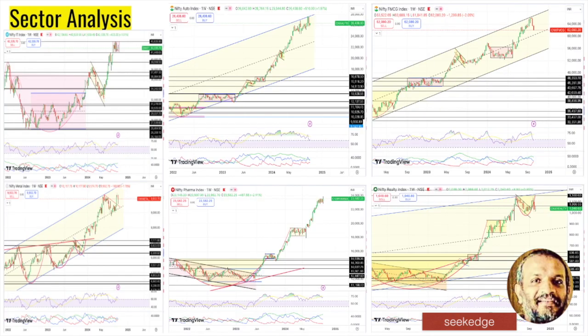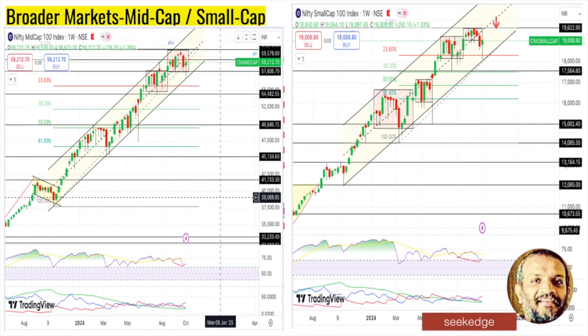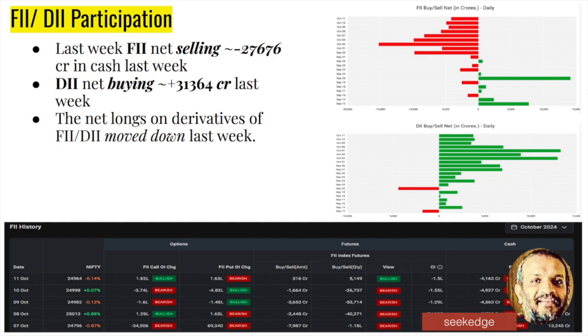So that's a summary of the indices, sectoral and broader market index analysis. Sectoral analysis and heavyweight analysis are showing sideways. Overall sideways momentum, and broader markets are very positive.